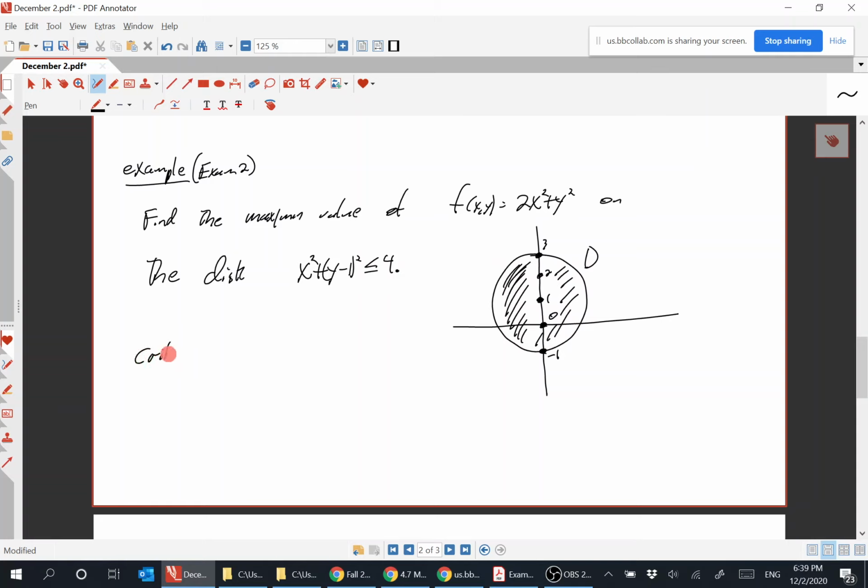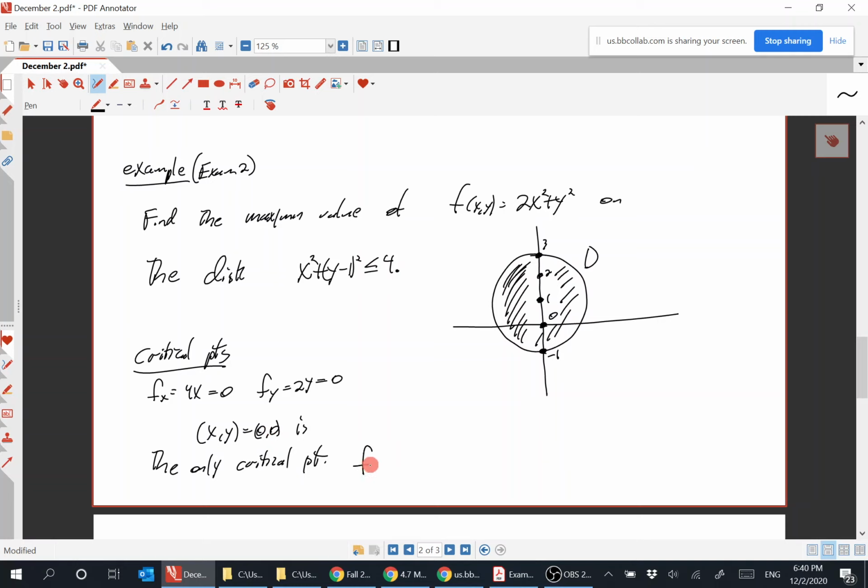All right, so first find critical points. The partial derivative of f with respect to x is just 4x. Set that equal to 0. The partial derivative of f with respect to y is just 2y, and set that equal to 0. So (x, y) equal to (0, 0) is the only critical point. Right? That's the only critical point. So let's just check out the value of that. So f(0, 0), therefore, is just 0.